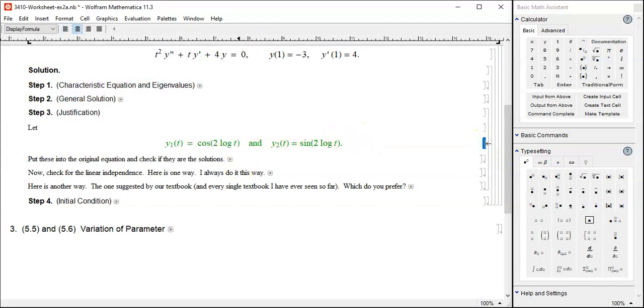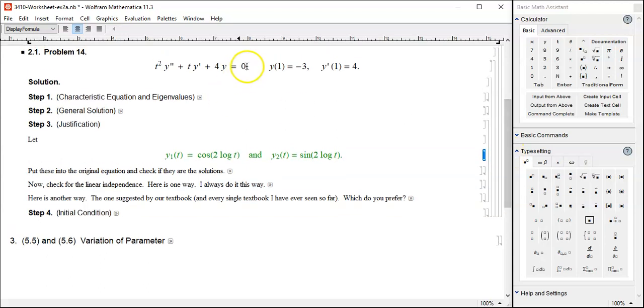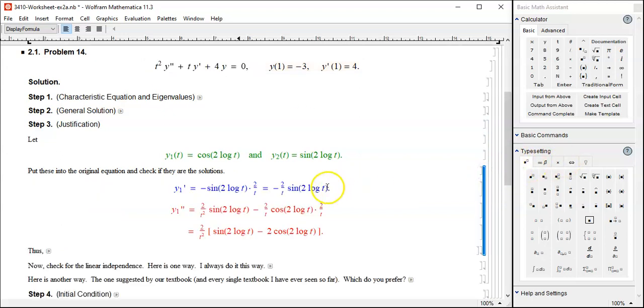y1 is cosine of 2 log of t, and then we have to plug those into this original equation. So we need to take the derivative and the second derivative, and here they are. Derivative computation, not too bad. Just apply the chain rule. Cosine becomes negative sine, and then multiply the derivative of the inside.